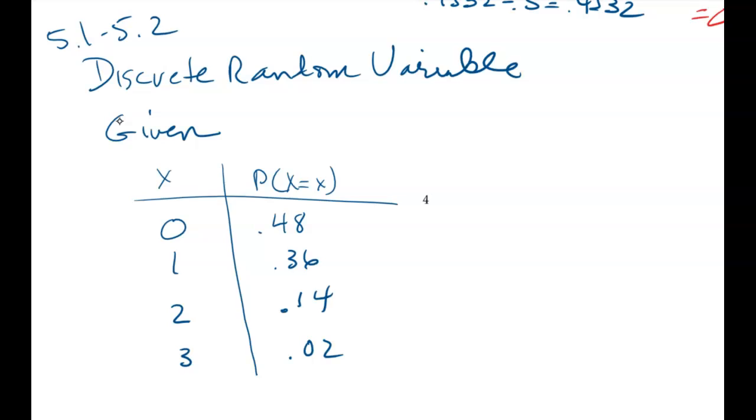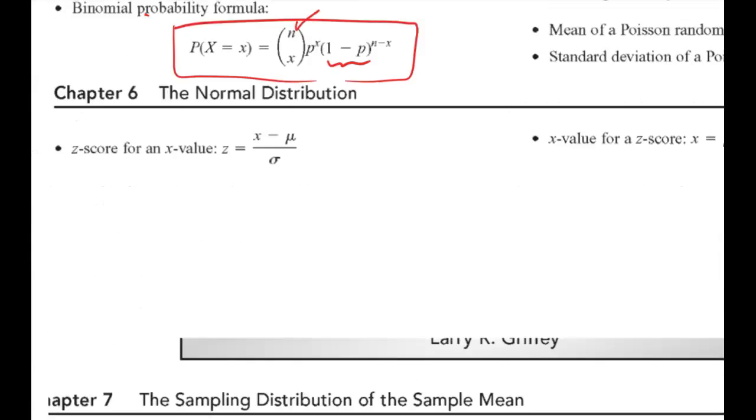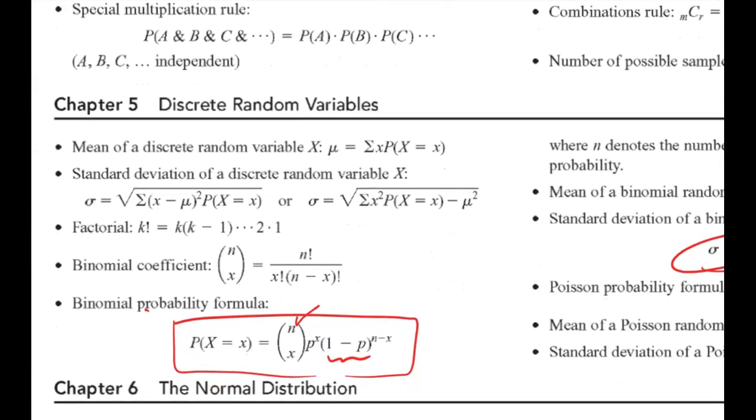So here's what I want to be able to do with this. I want to be able to find the mean and standard deviation. This is a little bit more complicated. You go to your formulas for your discrete random variable, all the way at the front, in chapter 5. Here are the 2 formulas you're using: there's the mean, and there's the standard deviation. I just want to make sure you know how to use these formulas properly.